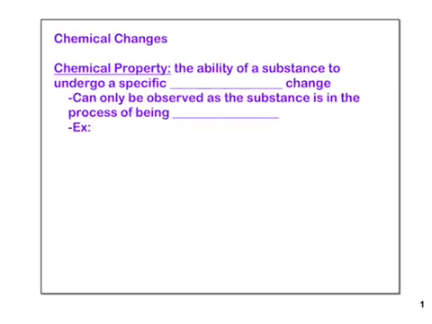Changes in matter. So when we look at chemical changes, or before we can look at chemical changes, we have to look at chemical properties. And chemical properties are the ability of a substance to undergo specific chemical changes. A chemical property can only be observed as the substance is actually in the process of being changed into a new substance.